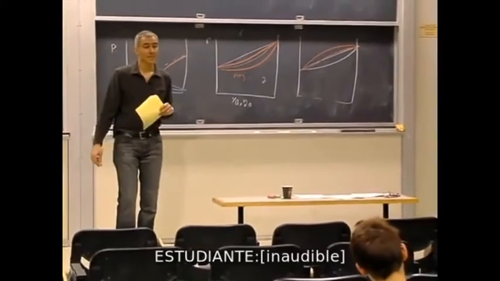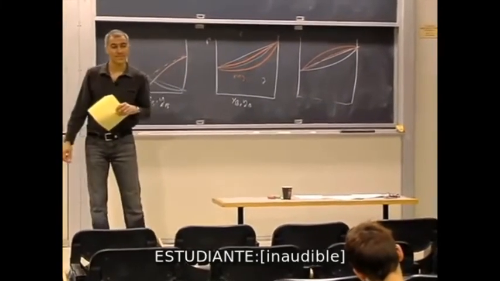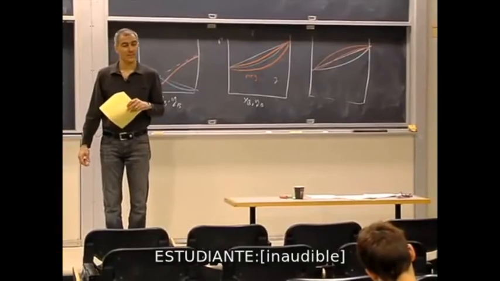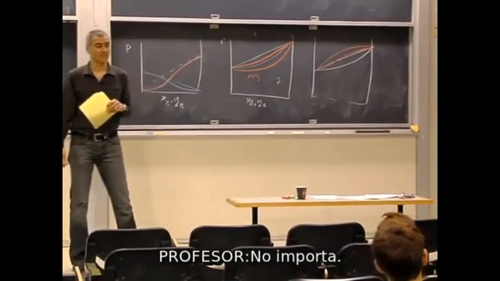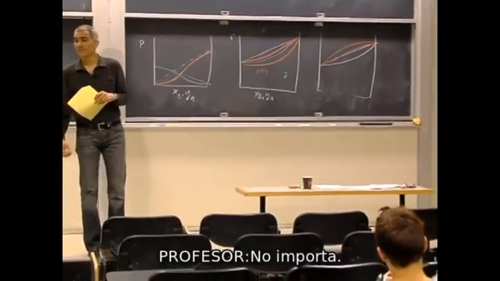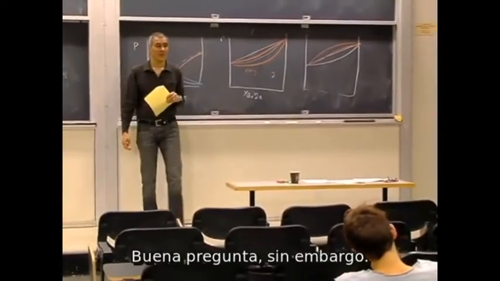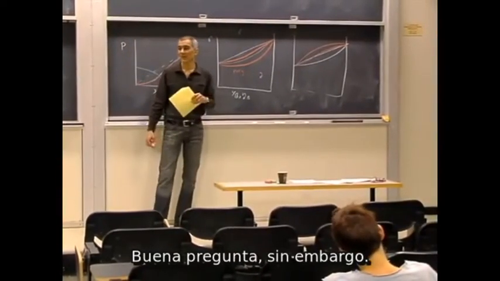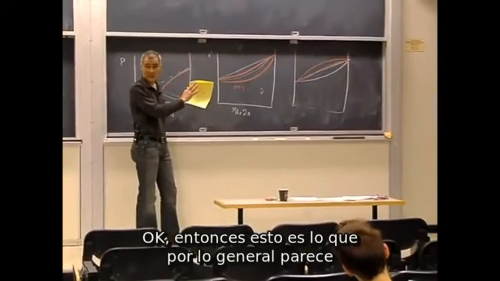Yes? Over there, B was more volatile. Yes. Does that matter in the interactions? Doesn't matter. Good question, though. OK, so this is what it usually looks like.